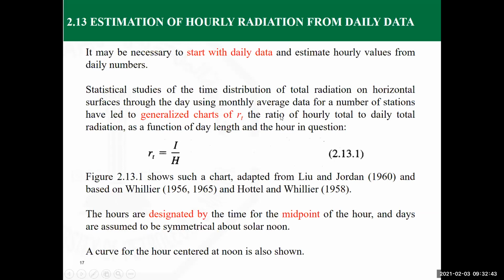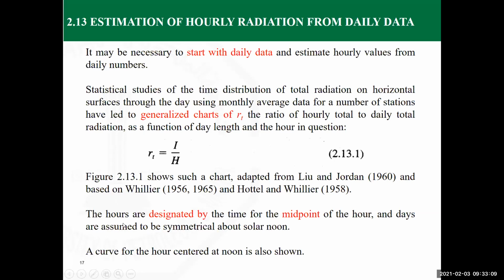So the charts give the ratio between I and H, which is the ratio between hourly data and the daily data, as a function of the day length and the hour that you are interested in. And there's a figure that shows this chart. This figure has been basically developed by Liu and Jordan, and by Whillier, and Hottel and Whillier. So these are the basis of generating a figure like this.